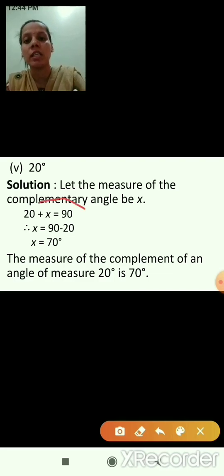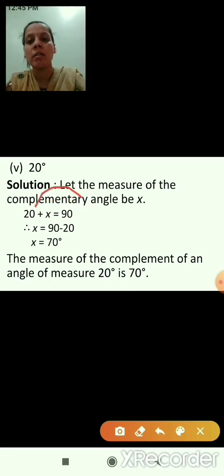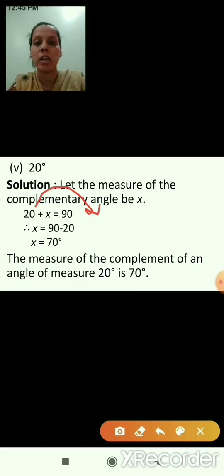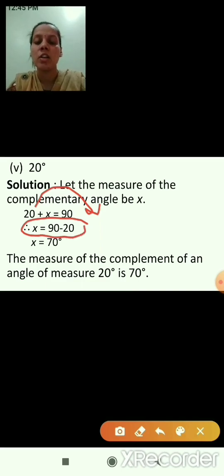As you can see here, one angle is 20 degree and the other angle we are considering as x. So 20 plus x is equal to 90 degree. In the second step, this plus 20 you will write on this side, so it becomes minus 20. So what will come in the second step? x is equal to 90 minus 20.